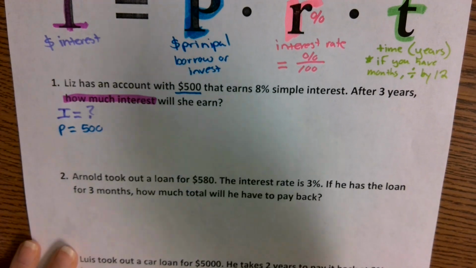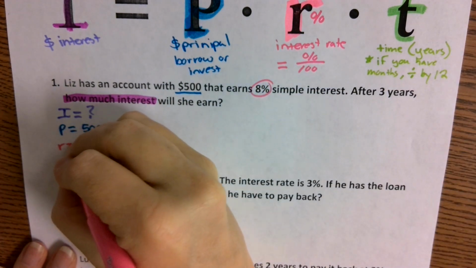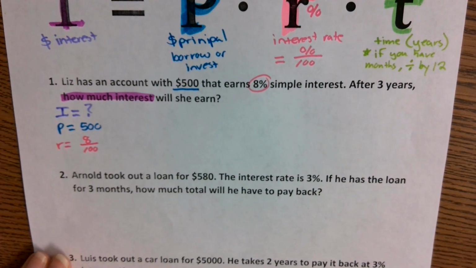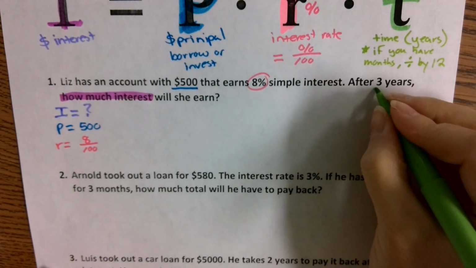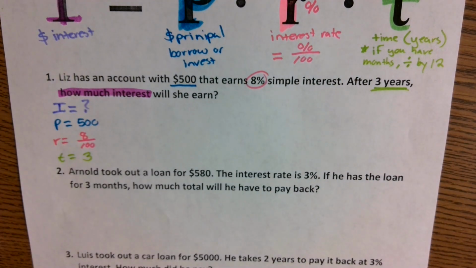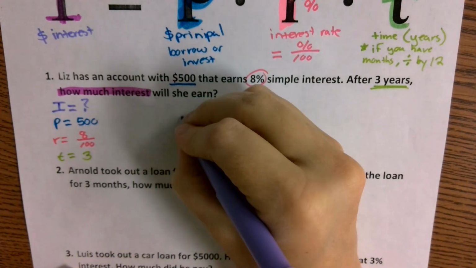The rate is 8% over 100, because remember, it's always out of 100. And the time, they gave it to us in years, so we're good. We can just put 3 years. So then we just plug it into our formula.